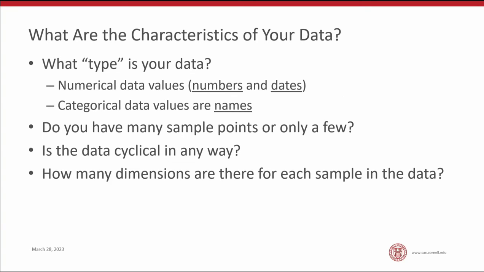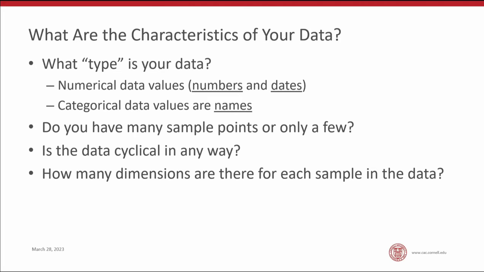I'm going to claim here that there are two main types of data, numerical data and categorical data. And numerical data, I'm going to lump dates and times into that. Categorical data has to do with things that have names. We'll look a little more closely at each of these types of data.